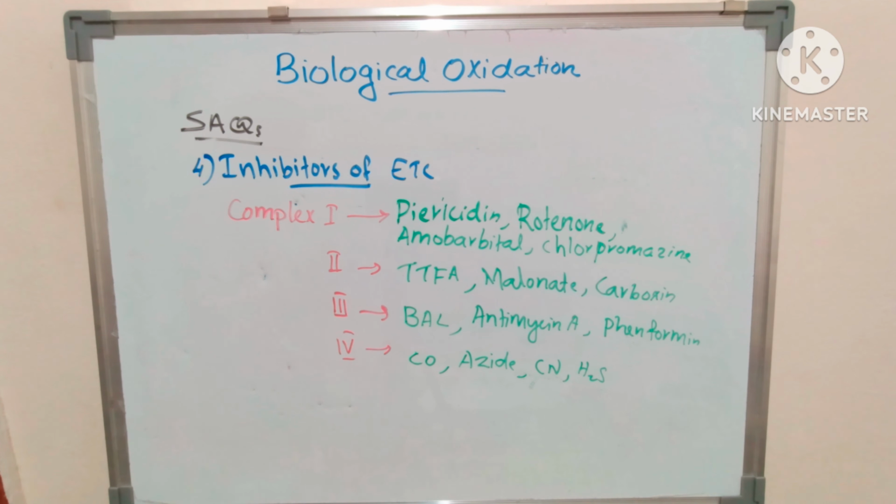Next one is inhibitors of electron transport chain. Complex 1, pyrisidin, rotenone, amobarbital, chlorpromazine. Complex 2, thenoyltrifluoroacetone or TTFA, then malonate and carboxin. Complex 3, British anti-lewisite or dimercaprol, antimycin A, phenformin, naphthoquinone. Complex 4, carbon monoxide, azide, cyanide, and hydrogen sulfide. So these are the inhibitors of electron transport chain.